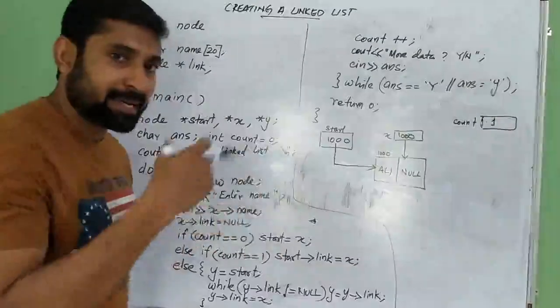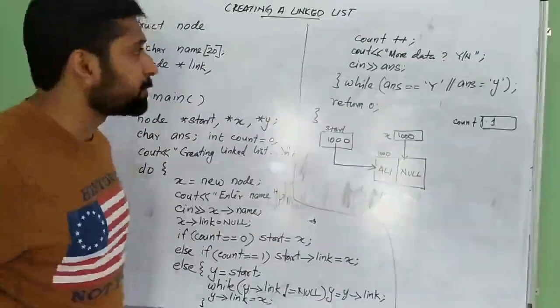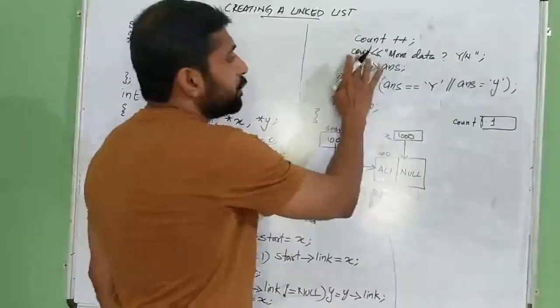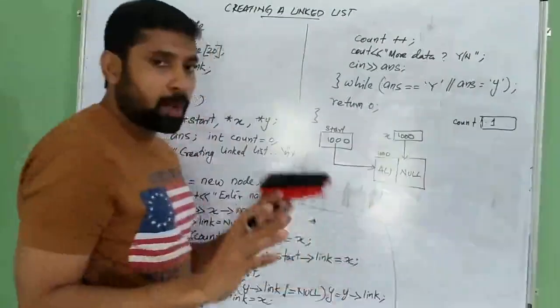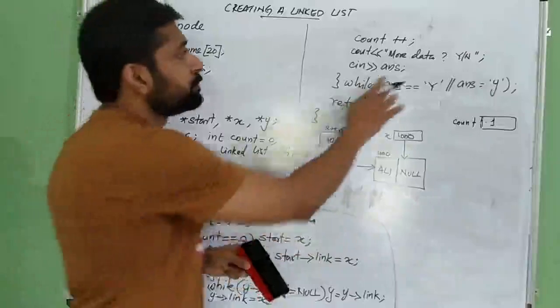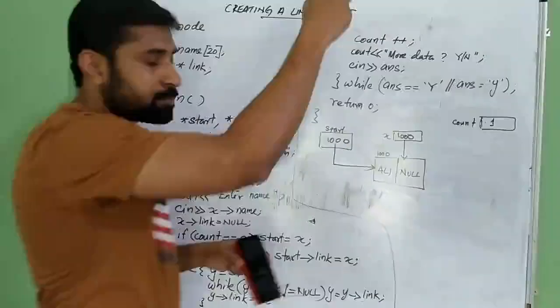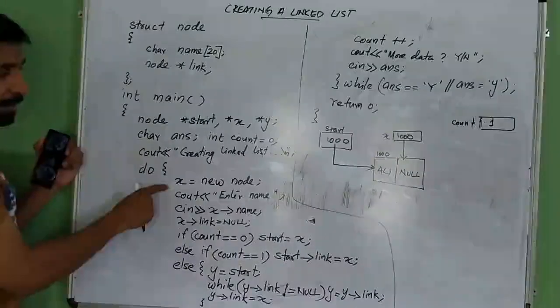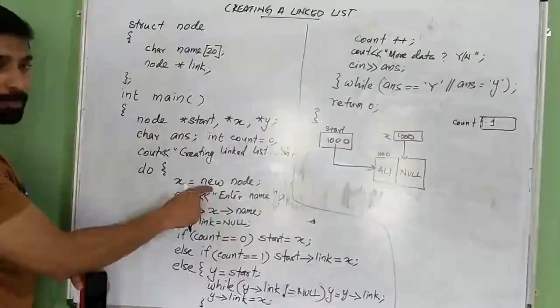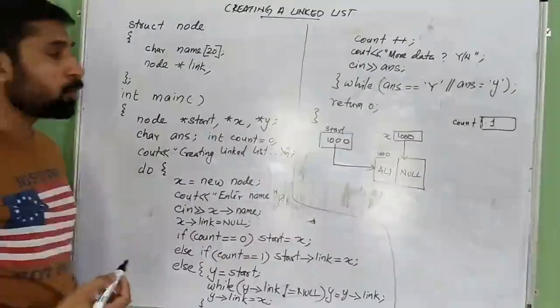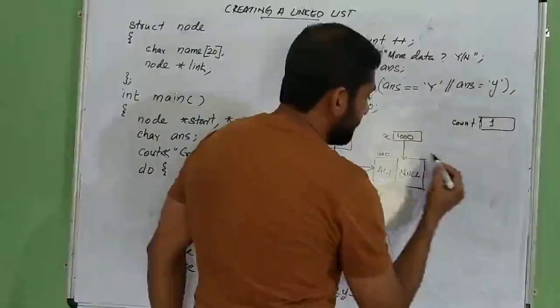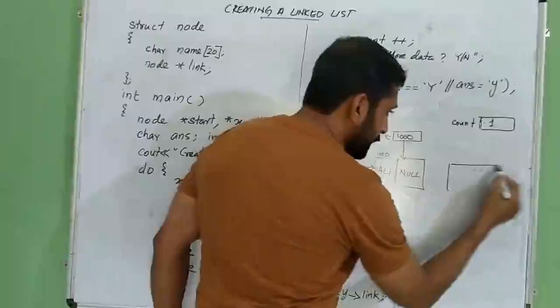That is, the first data item is entered. The first node is created. Then you can see more data. You want to enter more data? Yes. If the answer is yes, this loop continues. So it comes here again. x equal to new node. This repeats. A new node will be created.